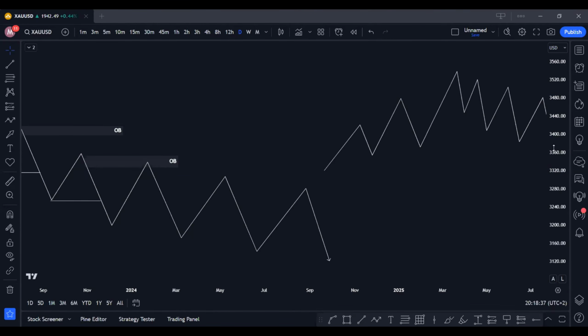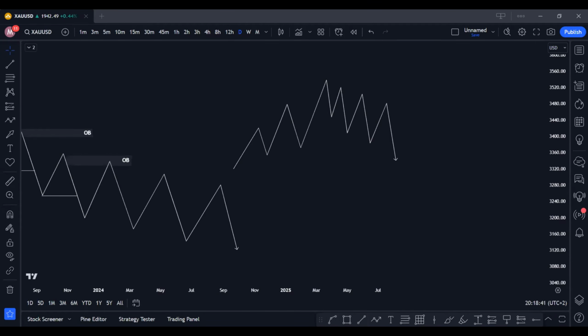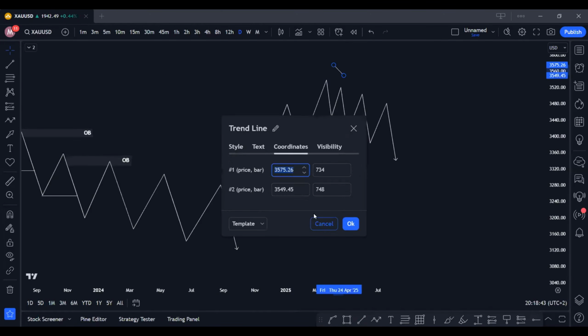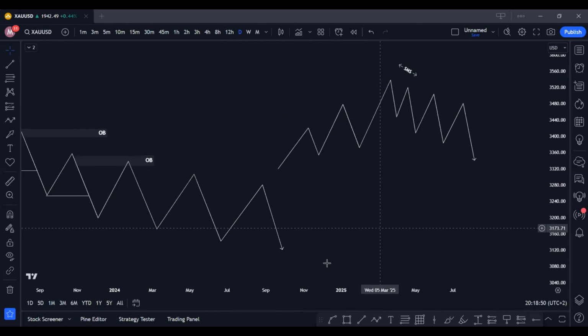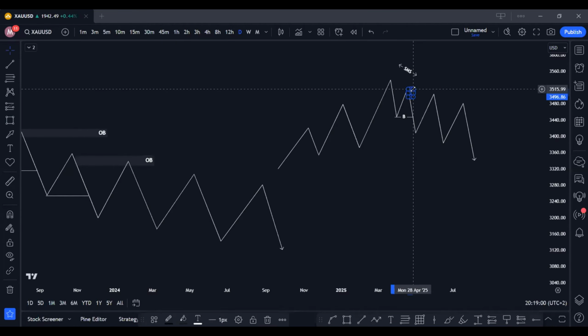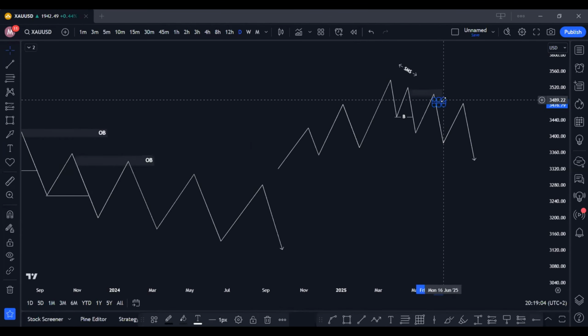So this here is going to be your SMS, your shift of market structure, and you're going to take your selling opportunities off. This here is going to be your break of structure, and you're going to take your selling opportunities off this lower high here and this lower high here, okay?